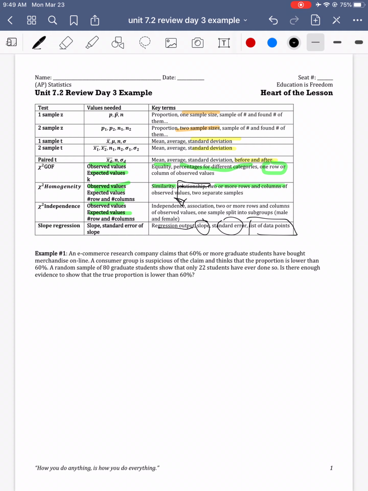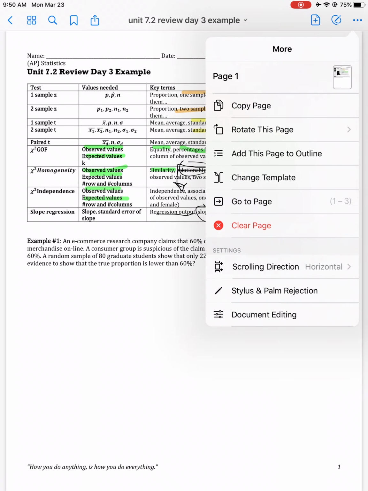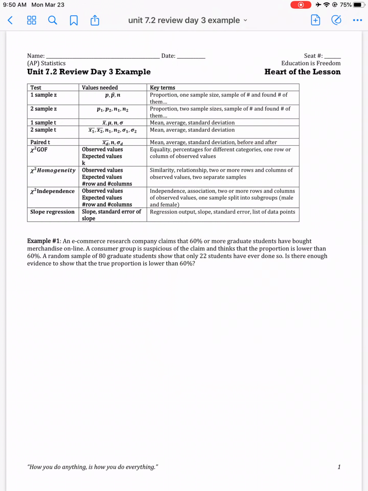So let's pause the video now, give you a chance to write down this table of values and keywords. And please note again, make sure that the relationship key term goes down for independence. So please just take 5 minutes on your own to copy down this table, and then we'll come back together for the example. So I'll give you 5 minutes now. Please pause the video, and then we'll come back for example number 1.